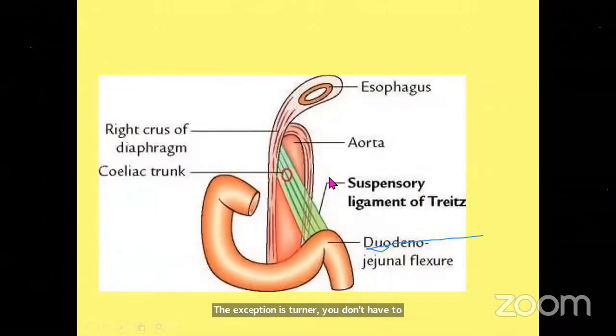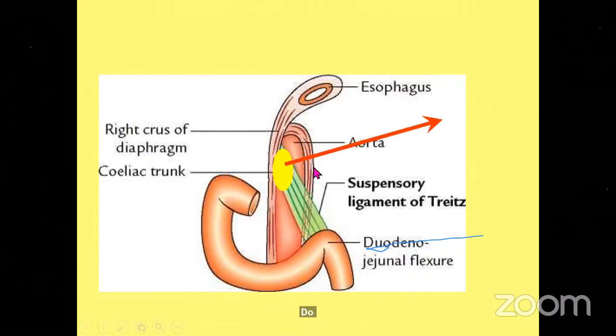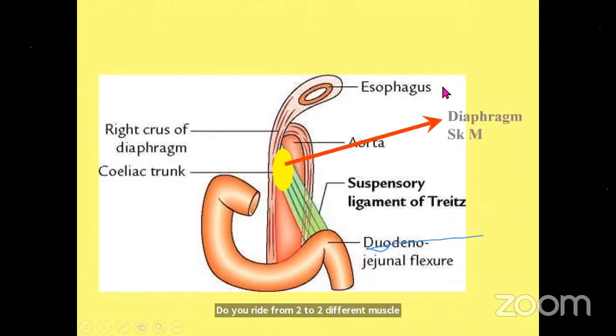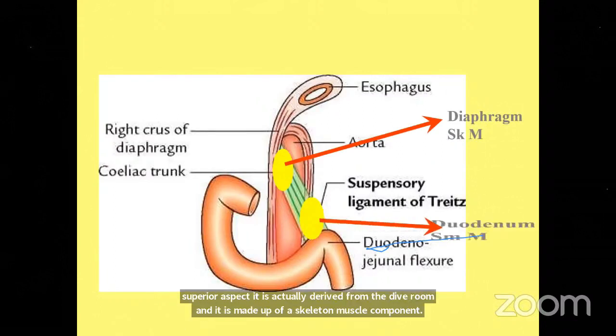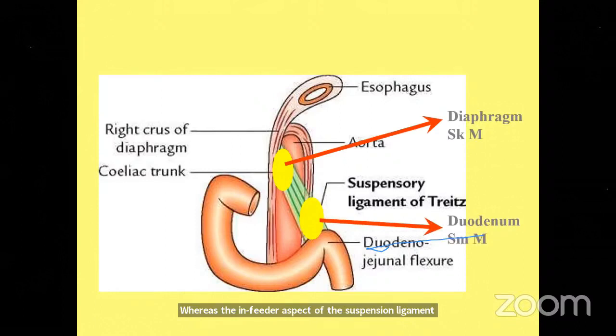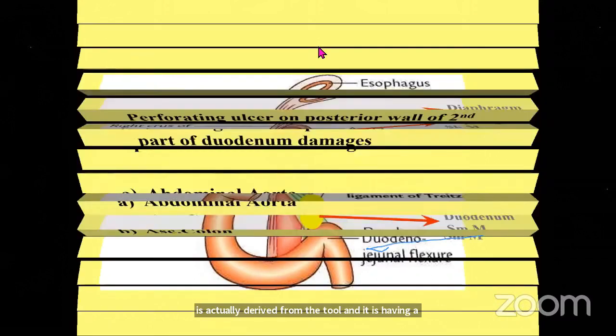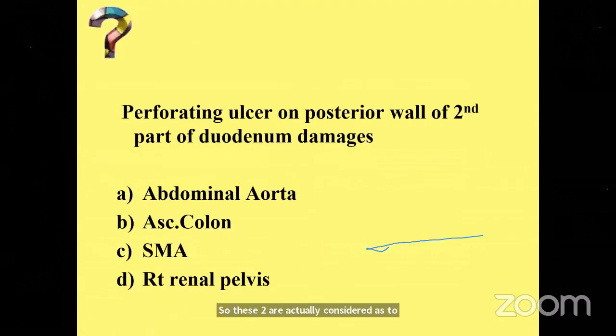Okay. So let's see. Some of you were answering it as suspensory ligament of Treitz, but the suspensory ligament of Treitz is also derived from two different muscle components. The superior aspect is actually derived from the diaphragm and is made up of a skeletal muscle component, whereas the inferior aspect of the suspensory ligament is actually derived from the duodenum and has a smooth muscle component. So these two are considered as two bellies of the ligament.